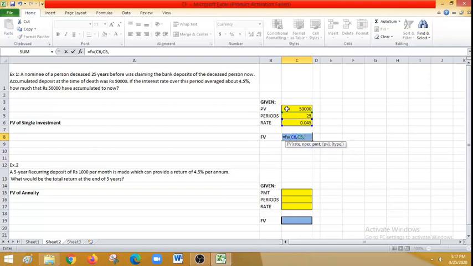And what is the payment? We are not paying anything every month here, so the payment has to be skipped because the payment is not happening every month. But we have the present value, which is 50,000 rupees. For this 50,000 rupees, we are trying to calculate the future value. Whenever we specify the present value, we need to mention it in negative form, minus this value, present value, minus C4. Just close the bracket and press enter.